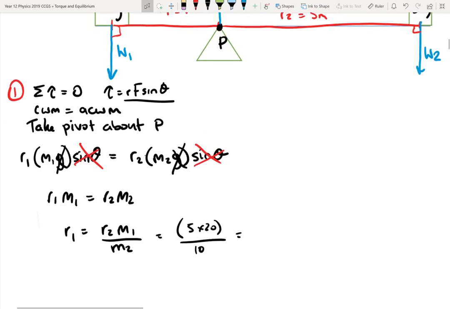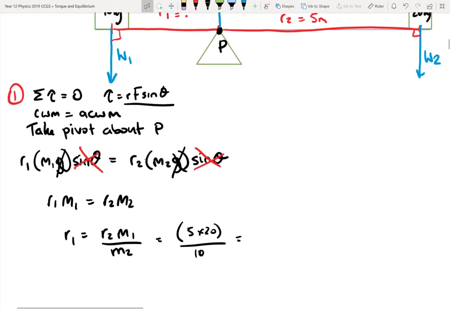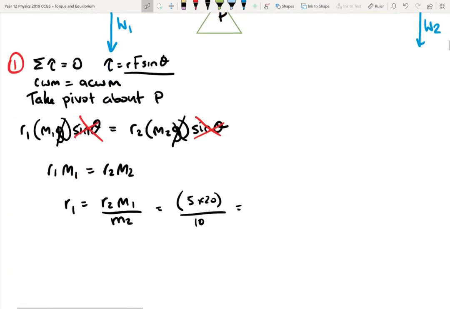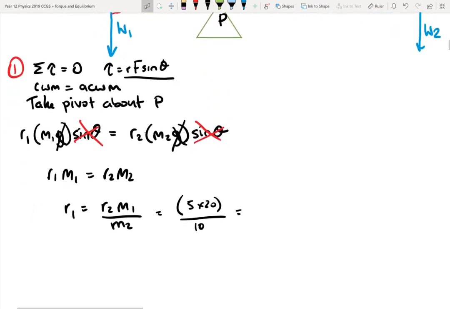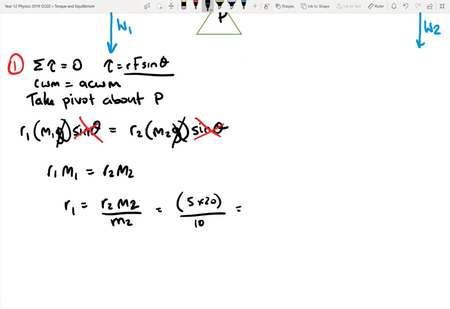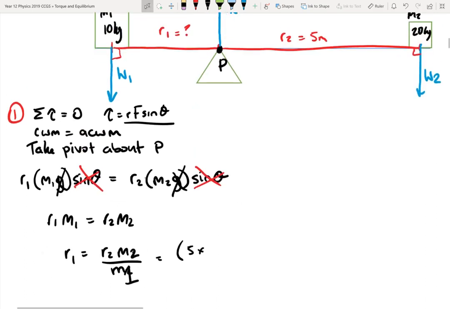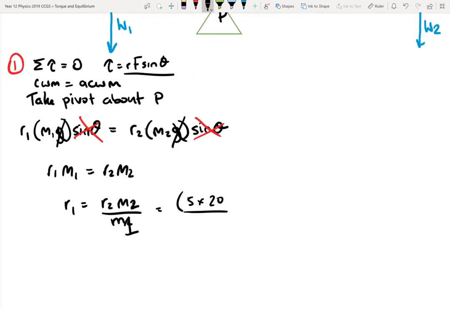I'm going off script. Where did you get 5 from? Then it'd be M2 on M1. Yes, it should be R1 equals R2 M2 over M1. Thank you, my bad. Yeah, okay. 10 over 10. Bad at maths. 100 on 10, 10 meters.